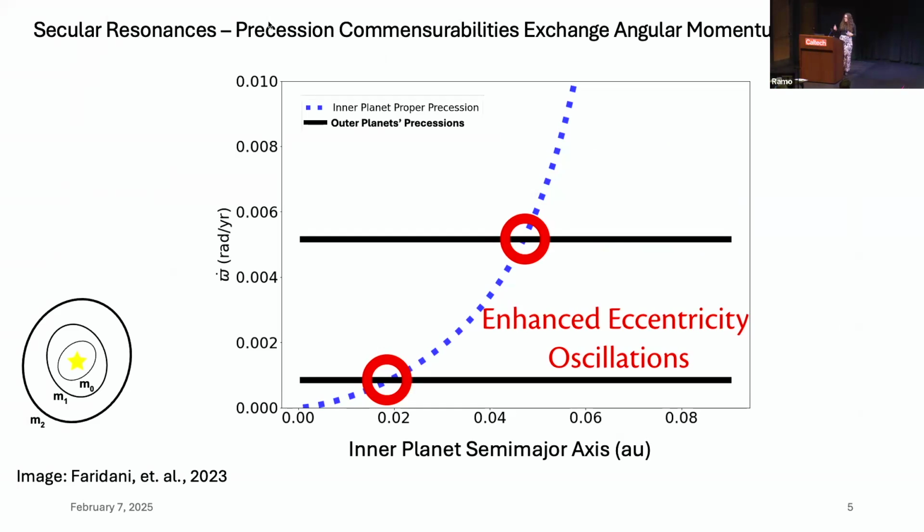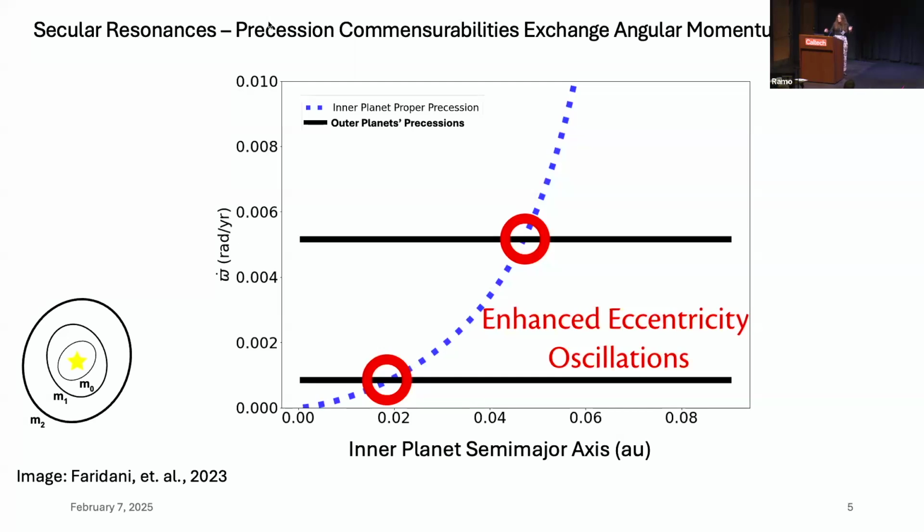In the black lines are the precession frequencies of the outer two planets, and in the dotted blue line, the precession frequency of the inner planet. And we can see, as a function of the inner planet's semi-major axis, the inner planet can have the same precession frequency as one of its companions, depending on where it is. And what happens when two things precess at the same rate? You get a resonance.